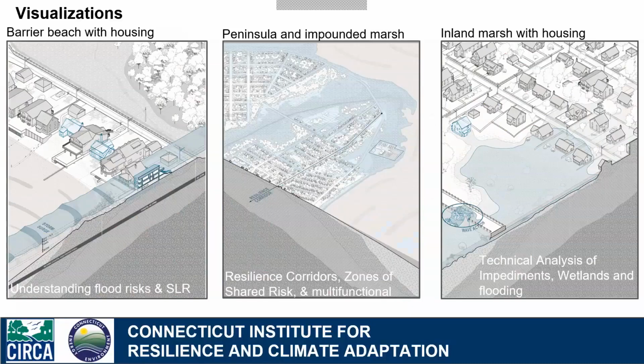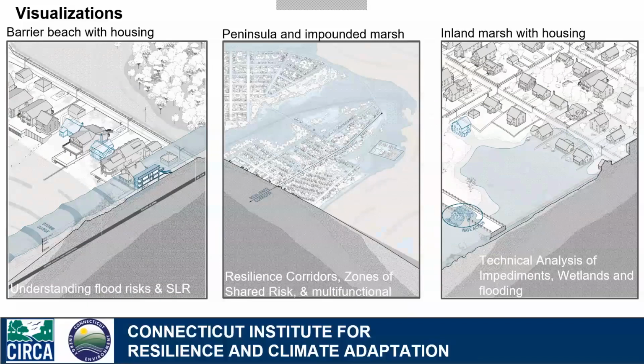So building on the idea of zones of shared risk and on the understanding of the complexity of sea level rise and storm surge for municipal managers, we developed these three initial visualization strategies. And you can see on the left, we looked at a barrier beach area with housing and starting to use that as a tool to think about flood risks and sea level rise.